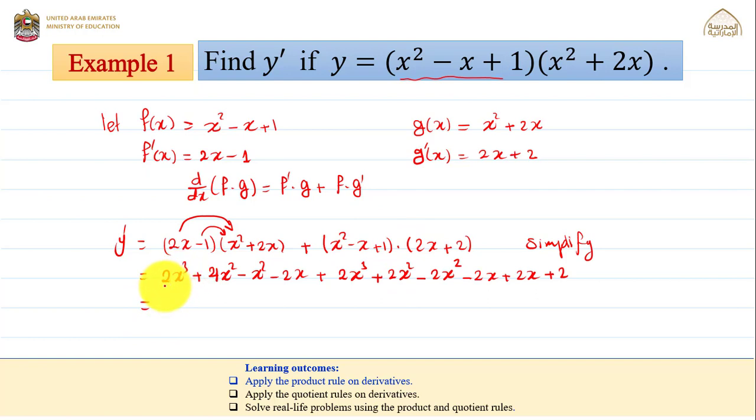Simplify again. We have here 2x to the power 3, then 4x to the power 3, 4x to the power 2 minus x to the power 2, 3x to the power 2, plus 2 minus 2 equals 0. We have 3x to the power 2. Here we have negative 2x and negative 2x, positive 2x, total equal negative 2x. And then the last one, the positive 2. This is our derivative y prime.